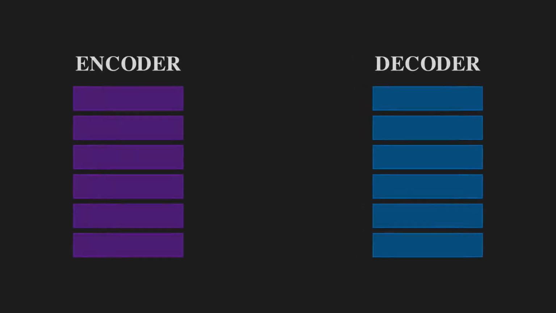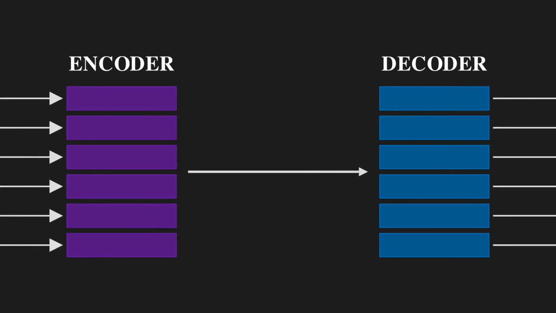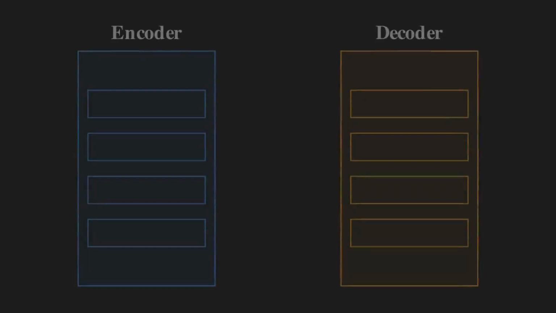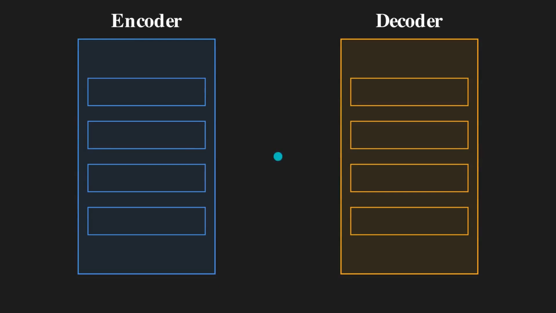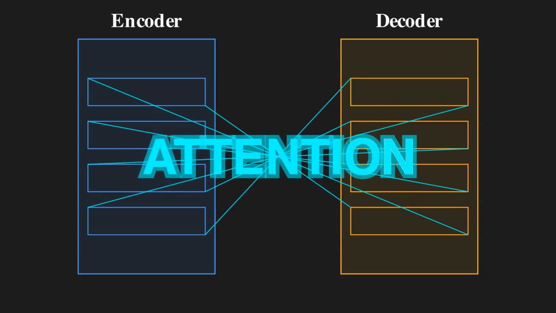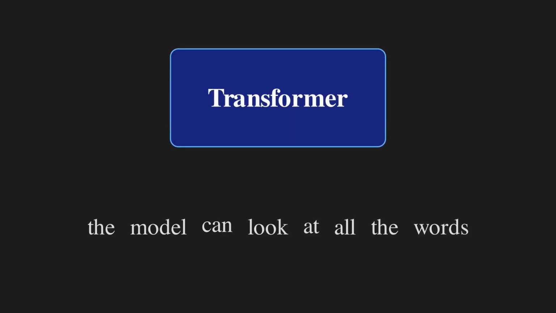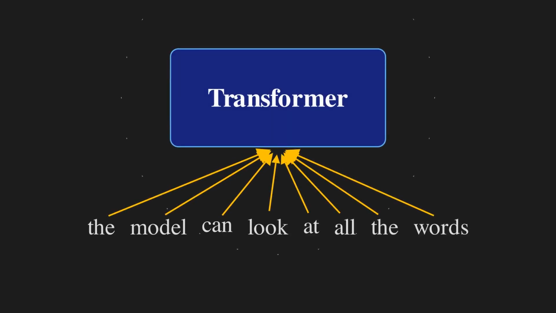The authors of this paper proposed a radical solution, the transformer. It is a model architecture that completely eschews recurrence. It gets rid of that sequential chain. Instead, it relies entirely on a mechanism to draw global dependencies between words, no matter how far apart they are. That mechanism is called attention. This one change unlocked two massive benefits. First, significantly more parallelization. The model can look at all the words in a sentence at the same time.